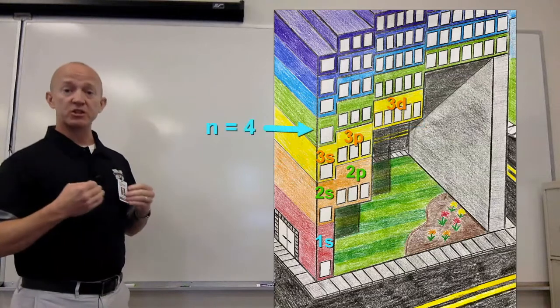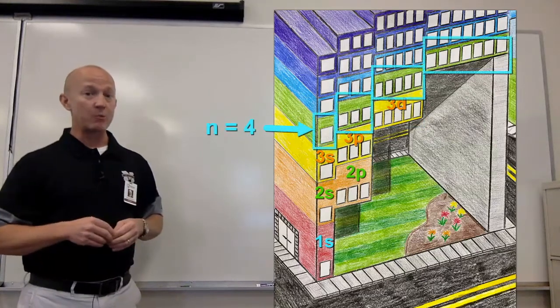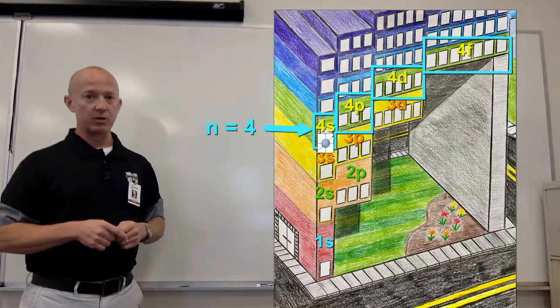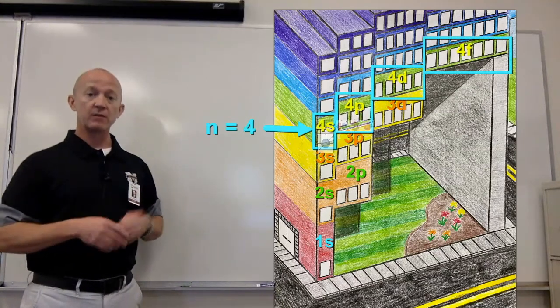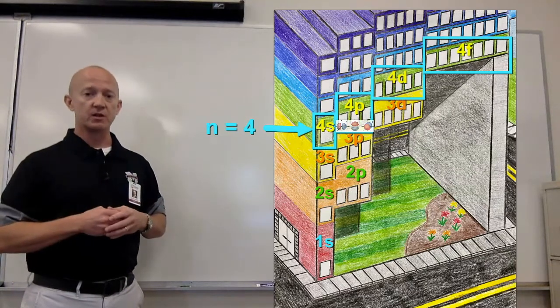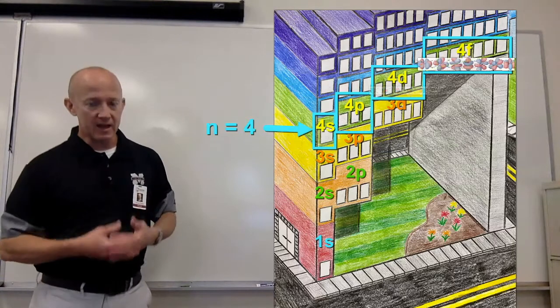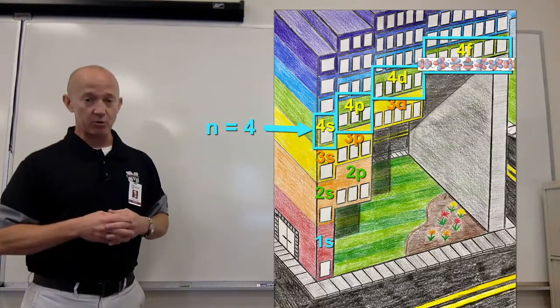When we get to principal energy level 4, or n equals 4, now we have 4 types of sublevels. We have the S sublevel with 1 orbital inside. We have the P sublevel with 3 orbitals. We have the D sublevel with 5 orbitals. And we have now the F sublevel with 7 orbitals.